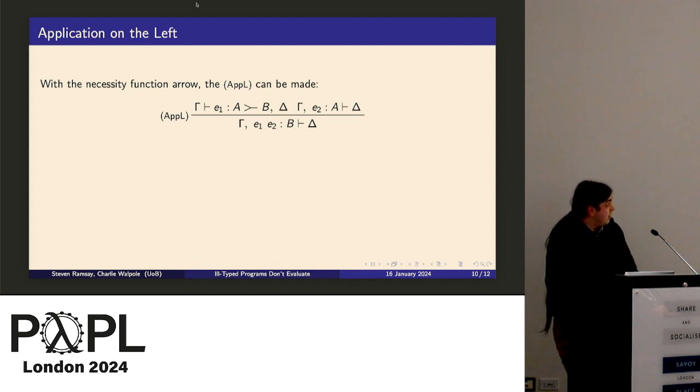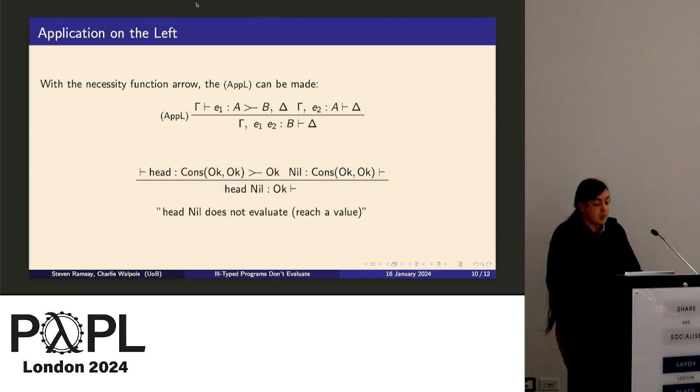And so now that we have application on the left, we can actually show interesting examples of finding bugs. The classic would be giving the empty list to head. So the head function, if you want a value out, then you have to give it an argument of shape cons. And of course, nil is not a cons-like thing. And thus, we have proven that head of nil does not evaluate. That is, it doesn't reach a value.